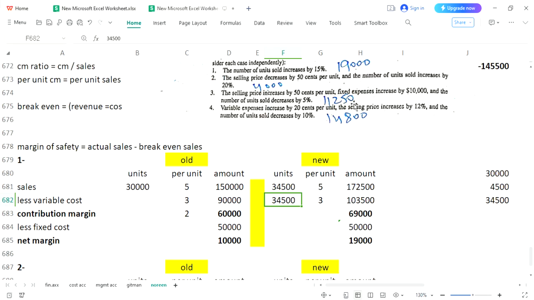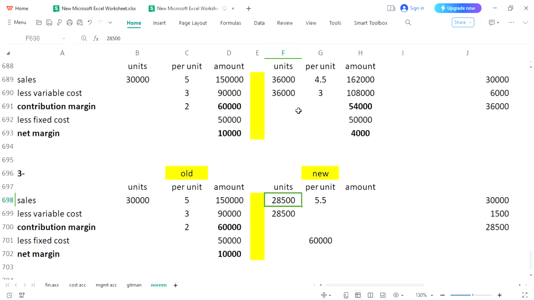So we have written units, and in our question there is nothing discussed about the cost. Selling price, fixed expenses and number of units sold are discussed. So variable cost is not being discussed. That means variable cost is not changed. So we have completed our inputs.